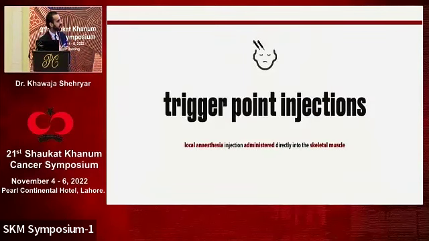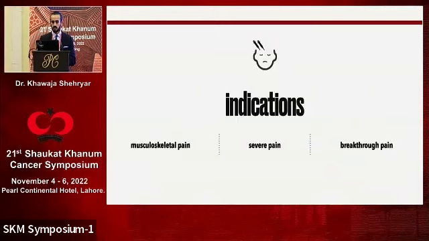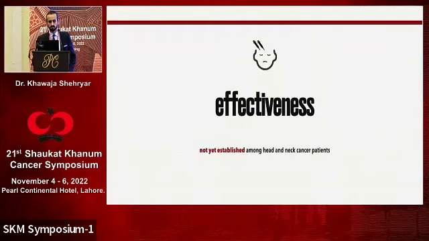So trigger point injections are basically a local anesthetic injection that is administered right into the skeletal muscle. Indications are pretty much similar to what I talked about for neuropathic pain. However, in this case, we are looking at musculoskeletal pain: more dull, tightness descriptors of pain, spasms. Those are the descriptors for musculoskeletal issues. And then similar to that, severe pain, breakthrough episodes of pain.